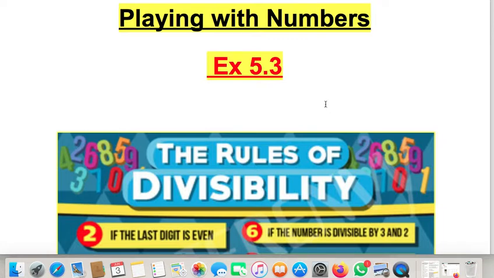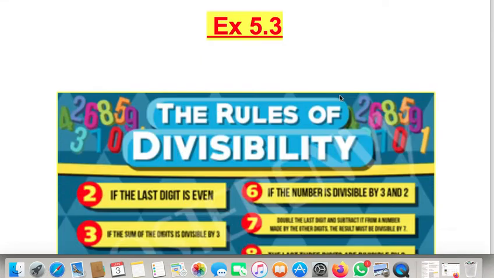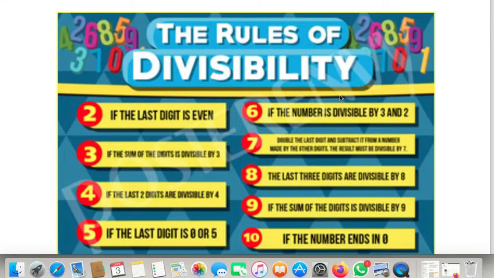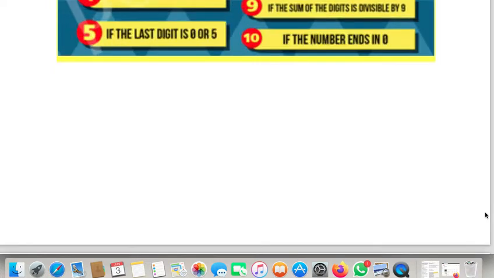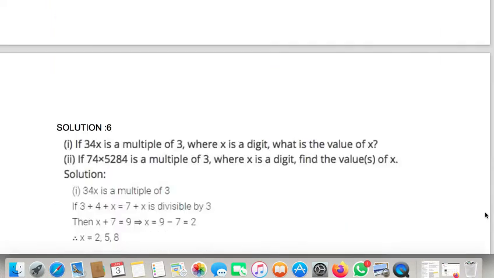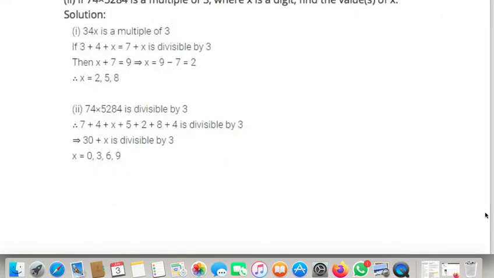See now in today's class we are going to continue exercise 5.3, playing with numbers. If you remember, in yesterday's class I explained all the divisibility rules that we need for questions number 1 to 5. We talked about divisibility by 2, divisibility by 3, divisibility by 4, 5, 6 and so on up till 11. Now we are going to continue. The sixth question we already discussed, and I explained it to you all.